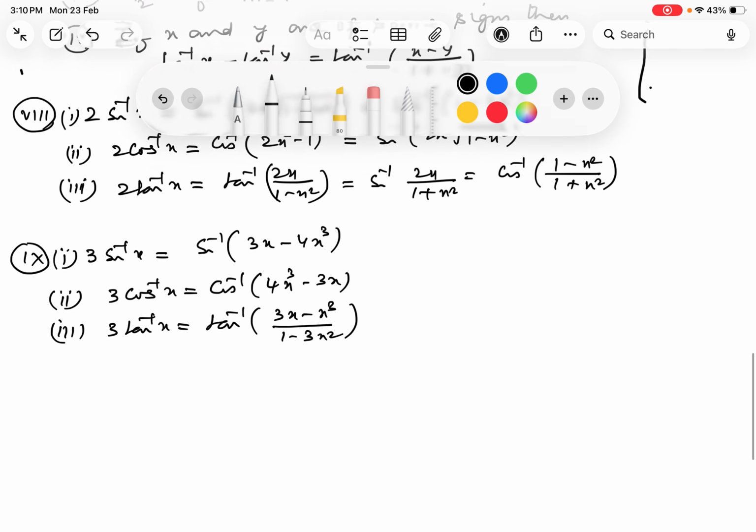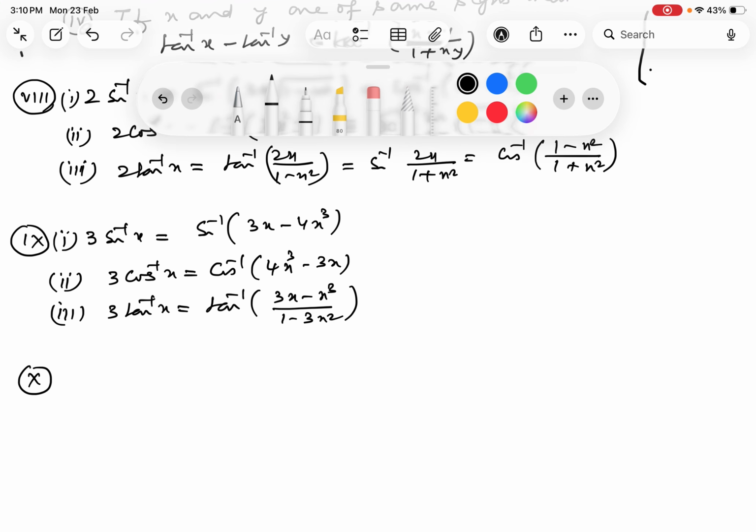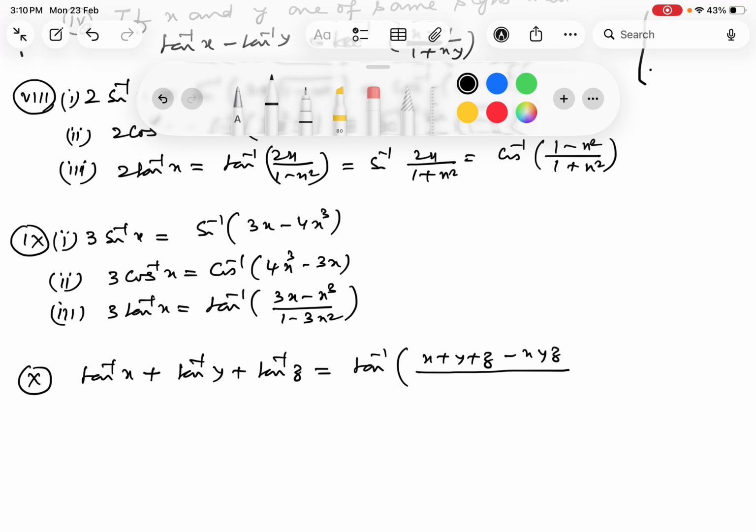And the 10th result in this is tan inverse x plus tan inverse y plus tan inverse z is always equal to tan inverse of x plus y plus z minus xyz divided by 1 minus xy minus yz minus zx.